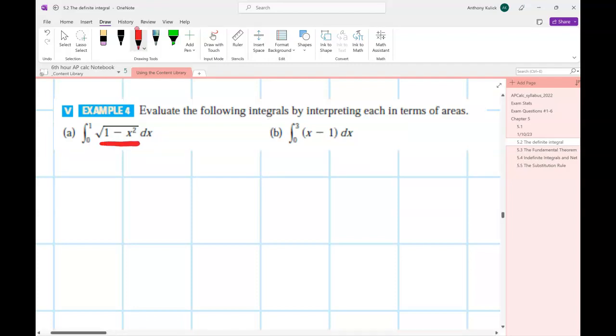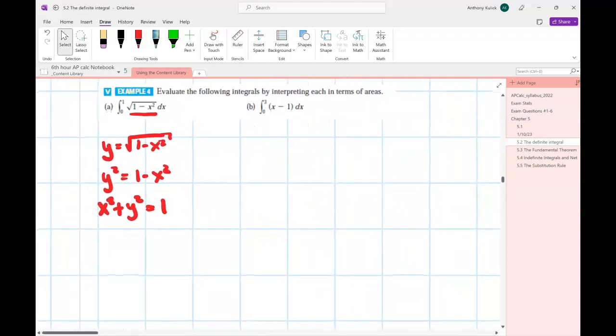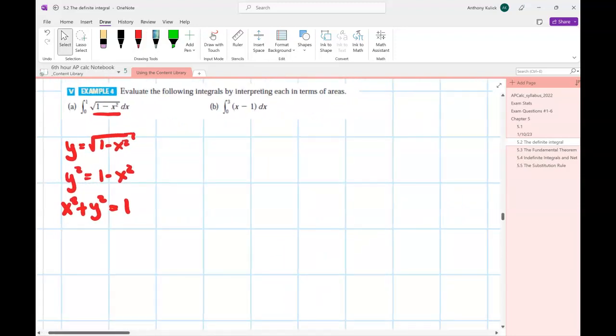So if I look at the f of x here, and I square both sides, and then I add the x squared to the other side, what is that? x squared plus y squared is equal to 1. Well, what does this graph look like? It's a circle, great. Any more detail? What's the radius? And what's the center?